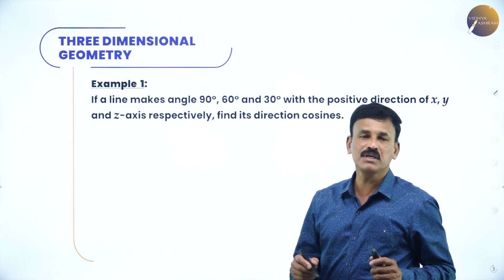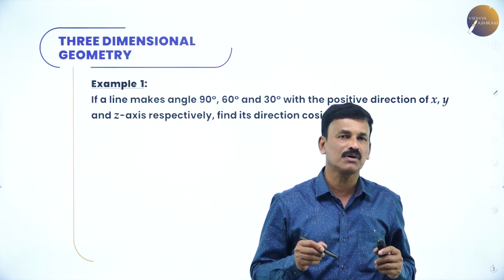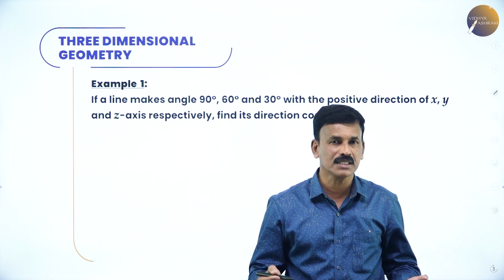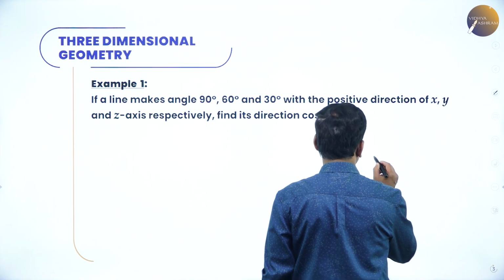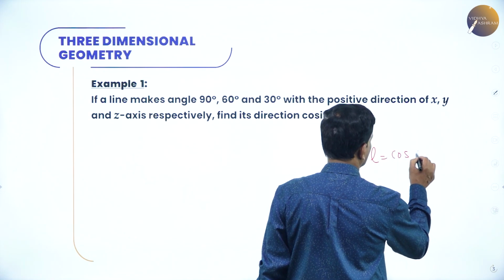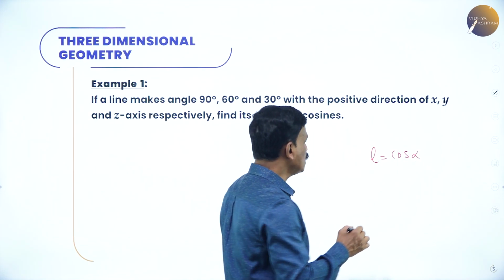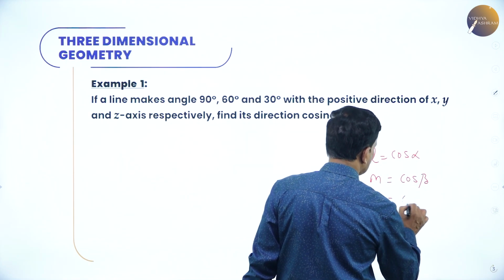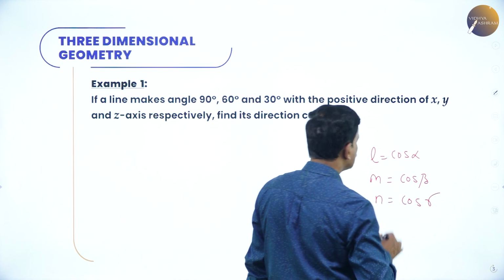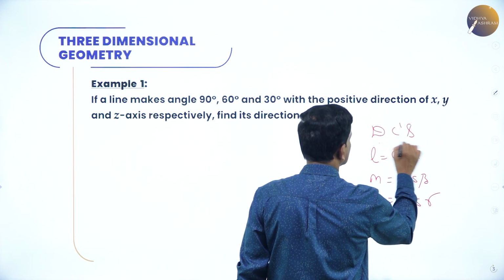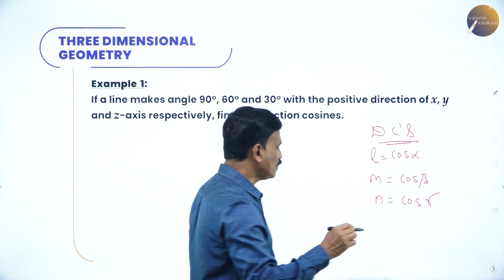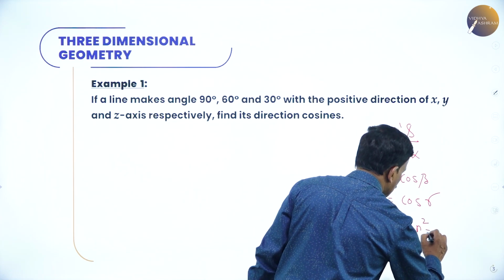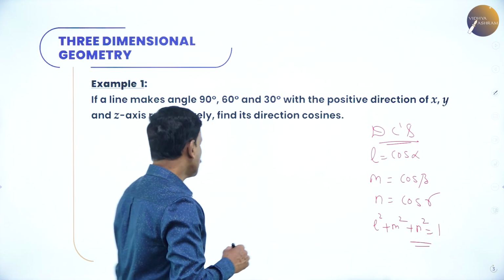Suppose a line makes angles alpha, beta, gamma with the positive direction of the x-axis, y-axis and z-axis, then L, M, N are called the direction cosines. What are the direction cosines? L is cos alpha, M is cos beta and N is cos gamma. These are denoted as L, M, N. And further, L square plus M square plus N square is always equal to 1.